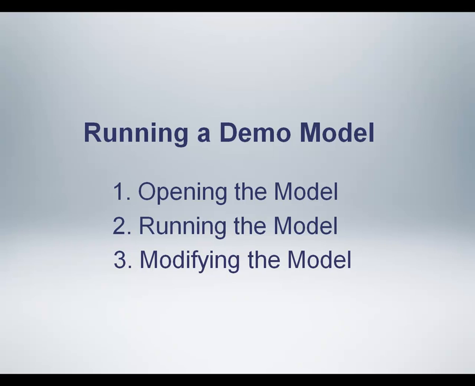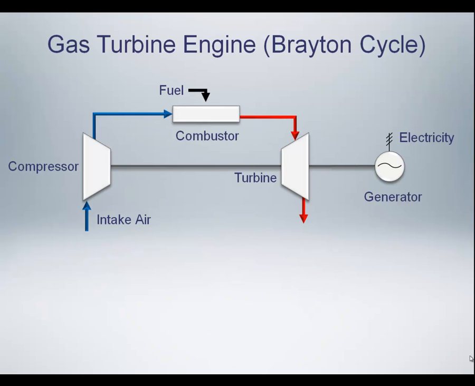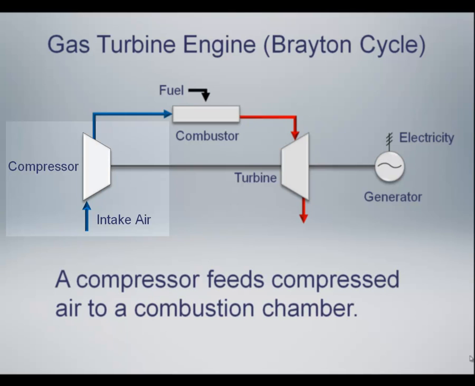But before we do all of that, I'm going to go over a theoretical explanation of the gas turbine engine. This is the Brayton cycle of the gas turbine engine. It mainly has three components: a compressor, a combustion chamber, and an expansion turbine. Air is first passed through a compressor to increase its pressure. Ideally, this is an isentropic compression.